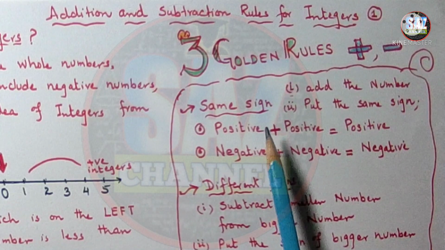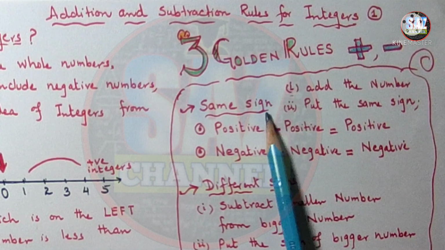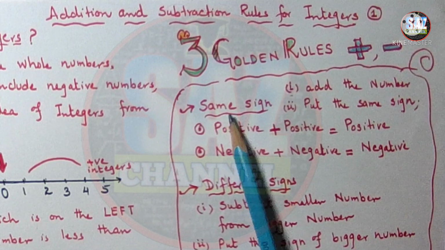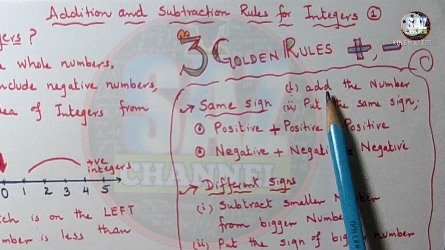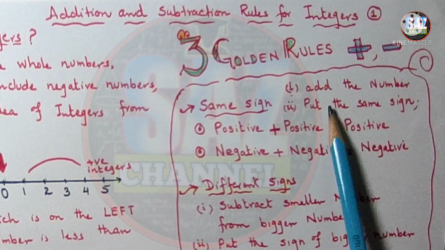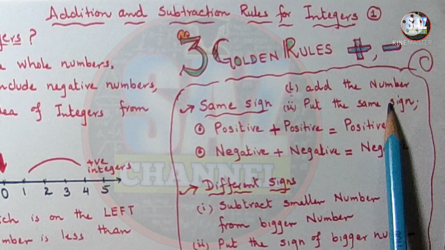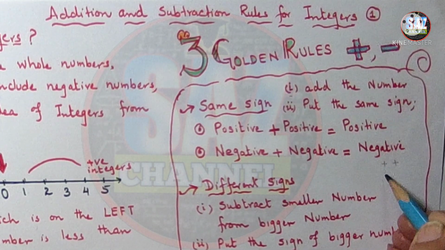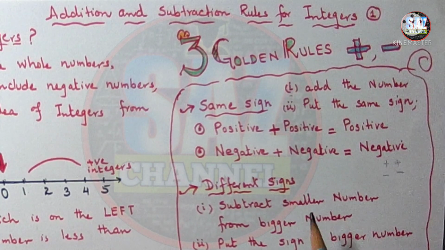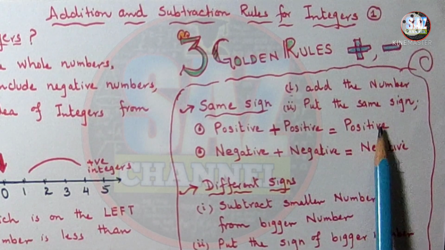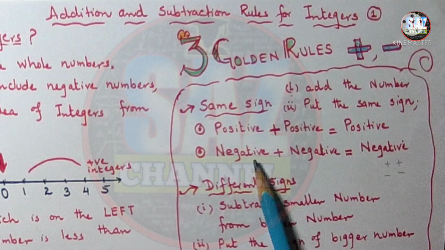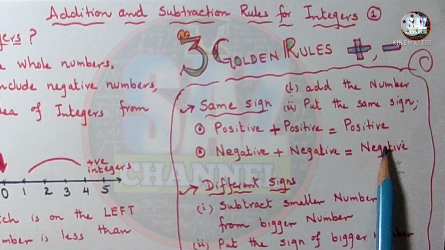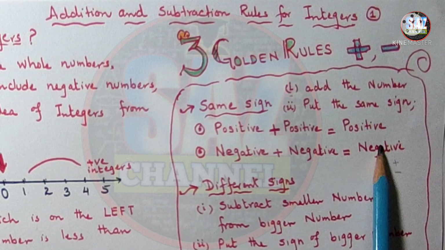Rule number 1 is that after getting the question, you have to see whether you are getting the question with the same sign. For same sign, what we have to do is add up the numbers and put the same sign. Now same sign can be with both positive or both negative. So positive plus positive will give me a positive answer, and negative plus negative will give me a negative answer. This is the easy way to remember and recall these rules.